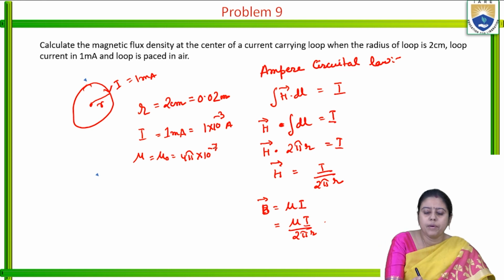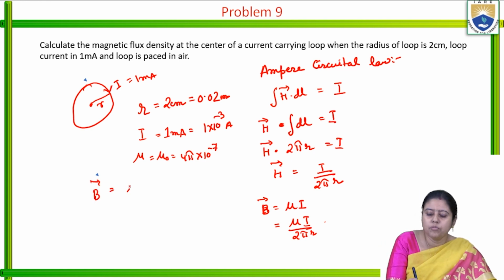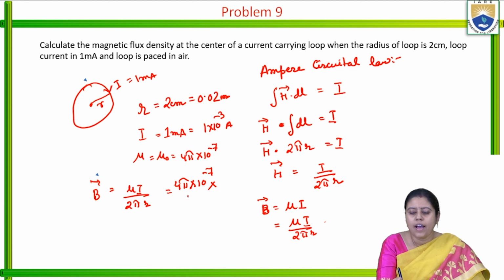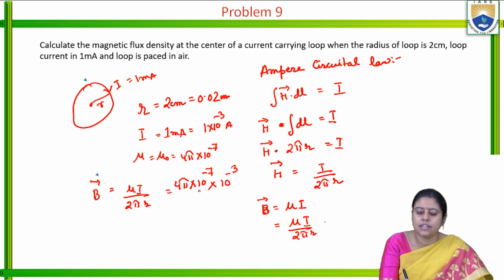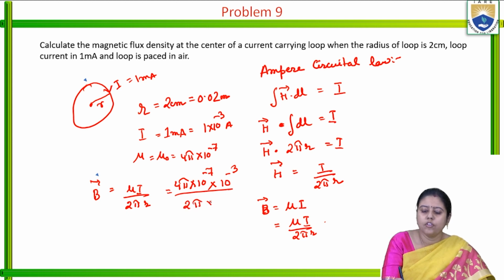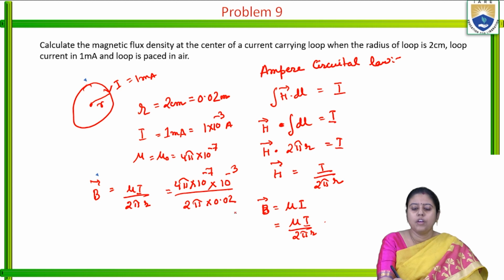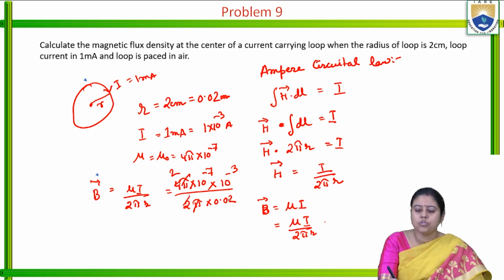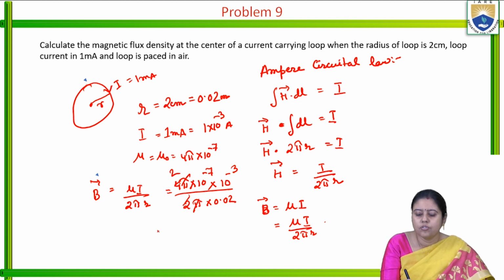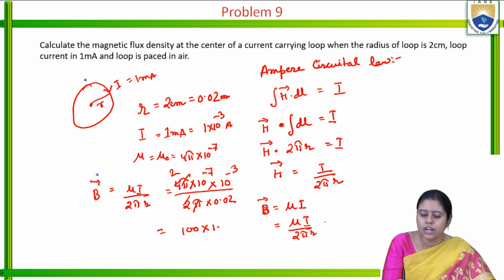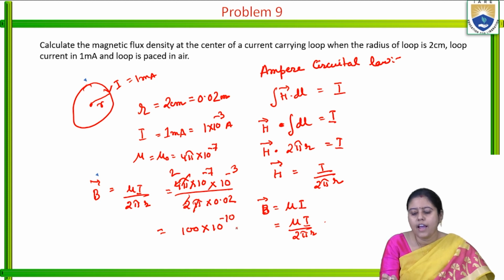So what is the value of B? B is equal to mu I by 2 pi r. Mu is equal to mu naught, 4 pi into 10 to the power minus 7, into I, which is 10 to the power minus 3, divided by 2 pi into r, 0.02. So pi cancels out, and it is 2. So 0.02 means 100, so 100 into 10 to the power minus 10, or we can write 10 to the power minus 8 Tesla.